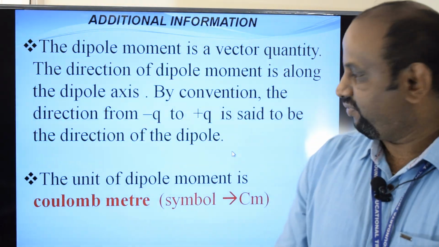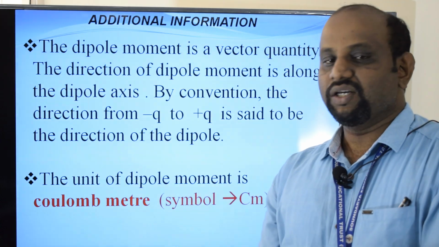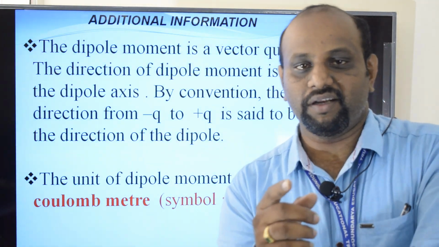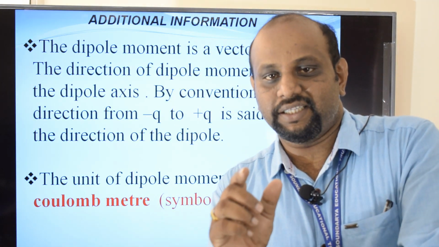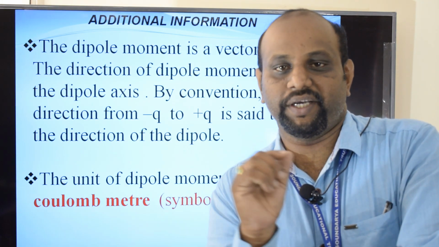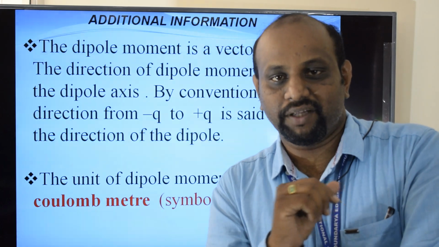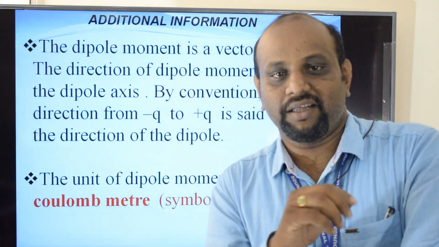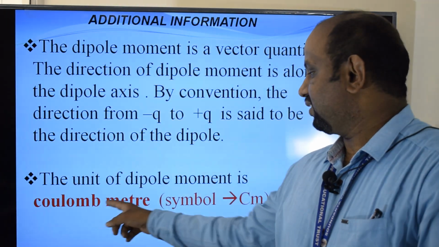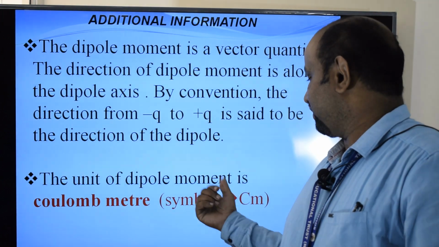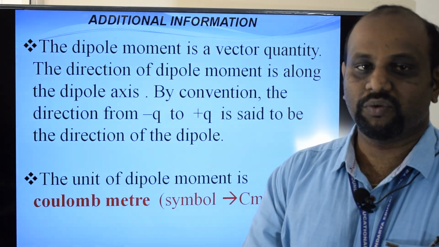The SI unit of electric dipole moment is coulomb meter. All of you know that already. Dipole moment is P equals q into 2a. q is the charge, 2a is the distance. The charge unit is coulomb and the distance unit is meter. Then the dipole moment unit is coulomb meter, denoted by the symbol Cm.